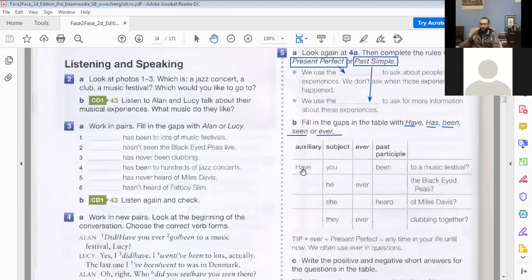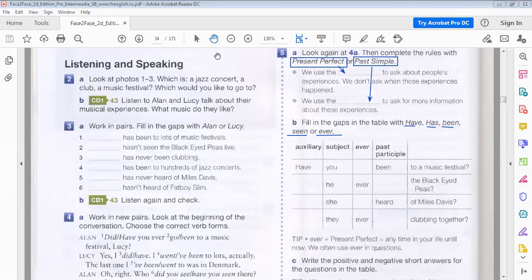Okay, so let's complete the table. The first question is, have you been to a music festival? What should we write here? Ever. Have you ever been to a music festival? What about the second question? Has he ever seen the Black Eyed Peas? Correct. And the next question? Has she ever heard of Miles Davis? And the last question? Have they ever been clubbing together? Correct.